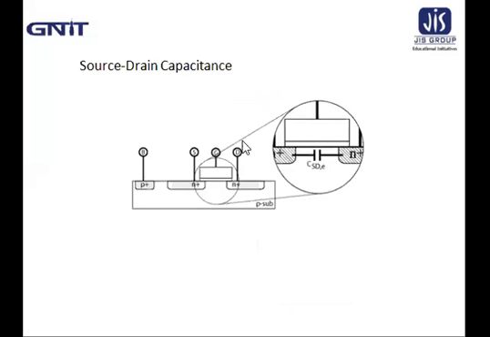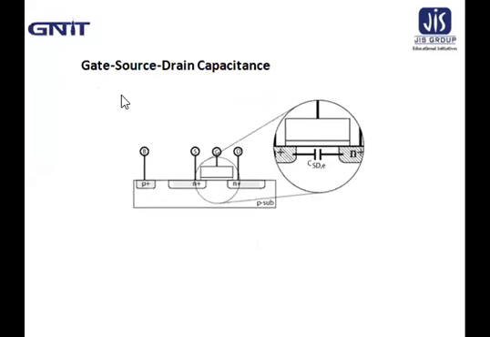Next is the gate source drain capacitance. It turns out the fringing field lines add significantly to the total capacitance. The gate-to-drain overlap capacitances are generally given as measured parameters in the MOSFET model.